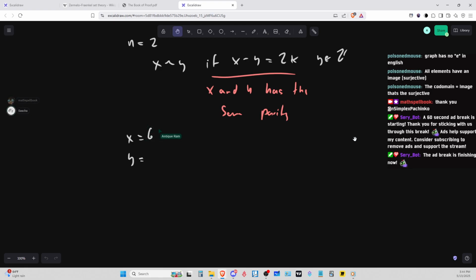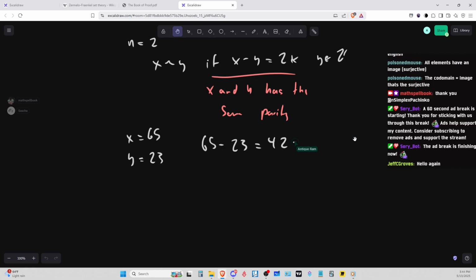I wanted them odd, so we're just going to up them a little bit. Oh, you moved it up by 1. Okay. So you have 65 minus 23, which is 42, which can be written as 2 times 21. So you see 65 and 23 would be equivalent in an equivalence relationship.